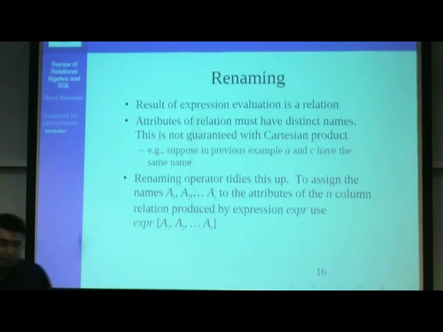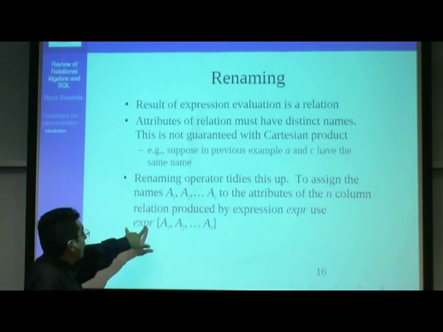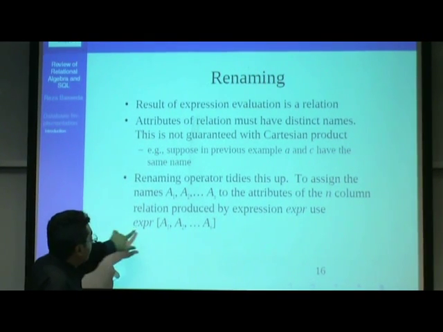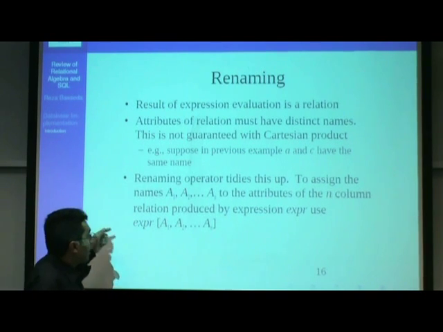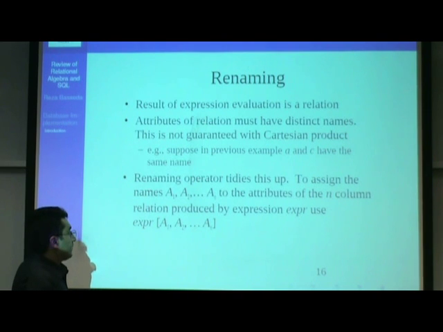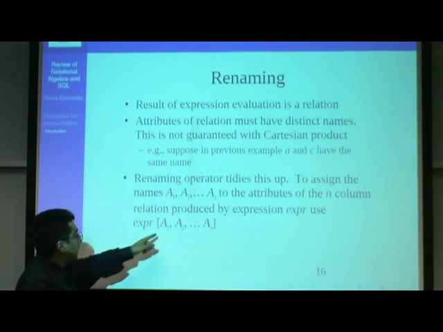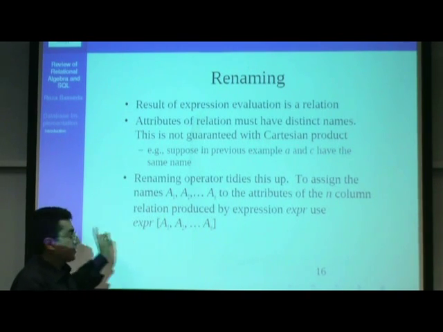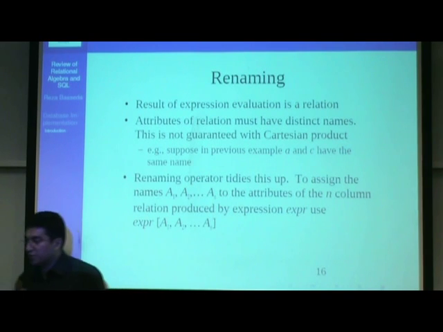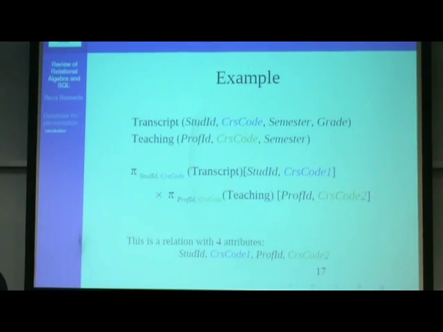Basically, the rename operation is working like that. If you have an expression of relational algebra over here, and you put square braces over here, then the first column of the result will be renamed to A1, the second one A2, and so on to AN. So this is a kind of naming of an expression of relational algebra.